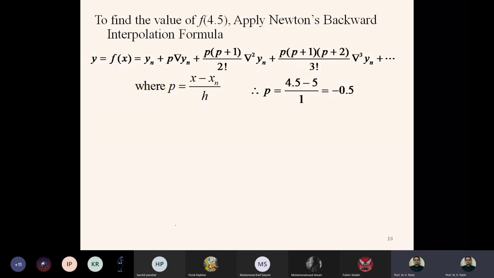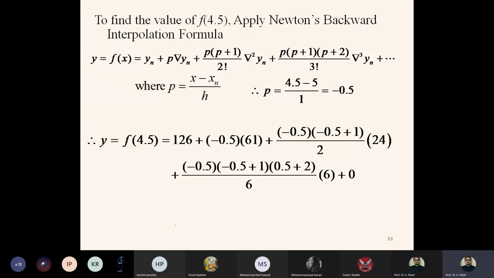So replace all these values. yn is the last value of the y column in the table, that is 126. Nabla yn, the last value in the first backward difference, is 61. Nabla square yn is 24, and nabla cube yn is 6. And replace the value of p. So here p is minus 0.5.